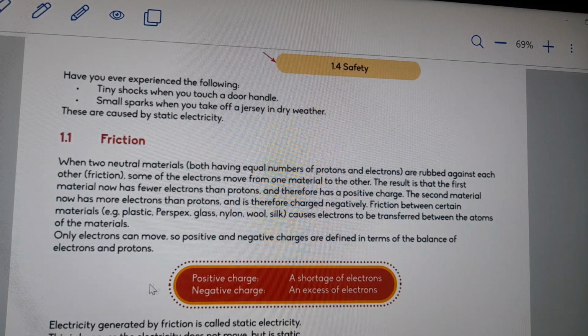Please understand this. Electricity generated by friction is called static electricity. Please know this. This is because electricity does not move. Remember, I said static means stationary or not moving. This is because electricity does not move, but it is static.